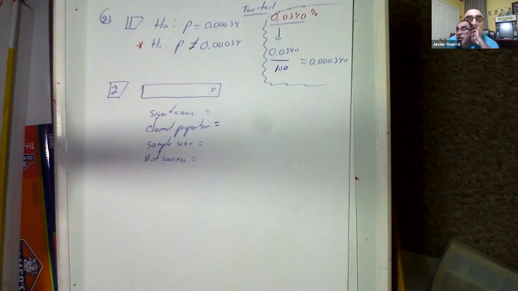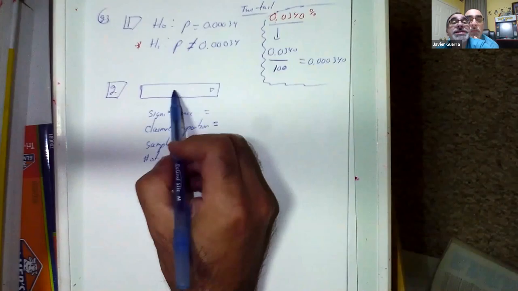All right, people. Now, when you do your drop-down menu, there is no symbol for that one.